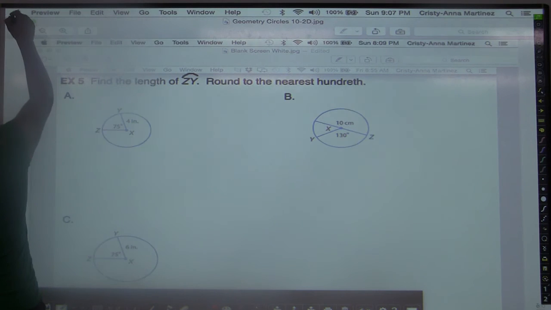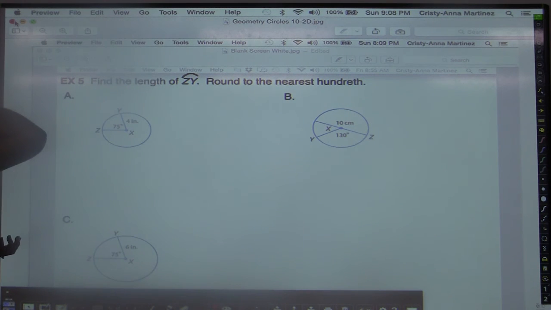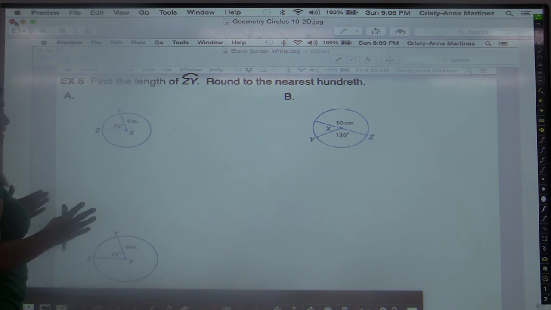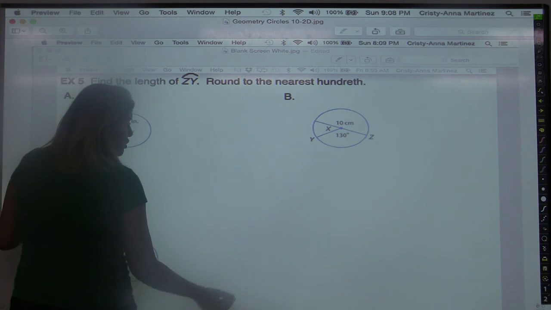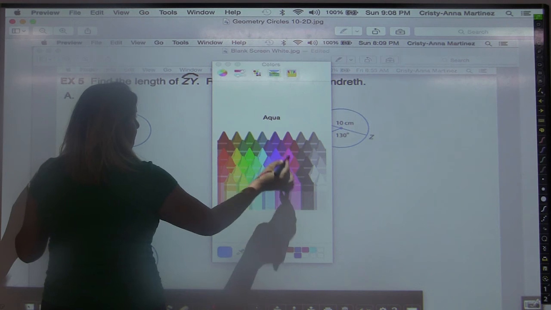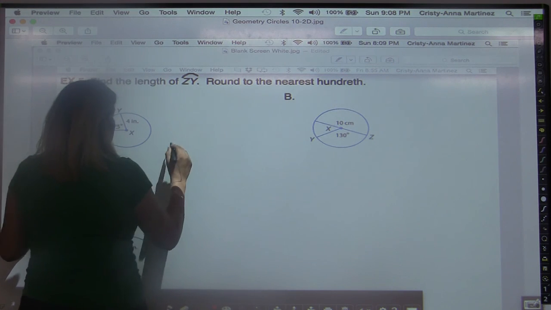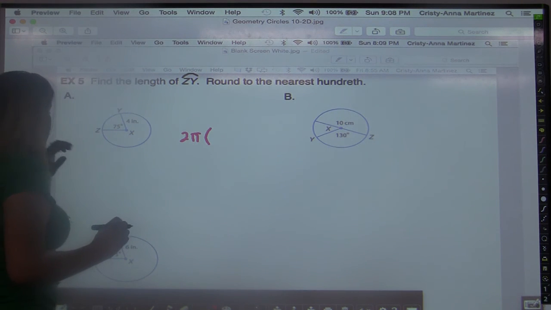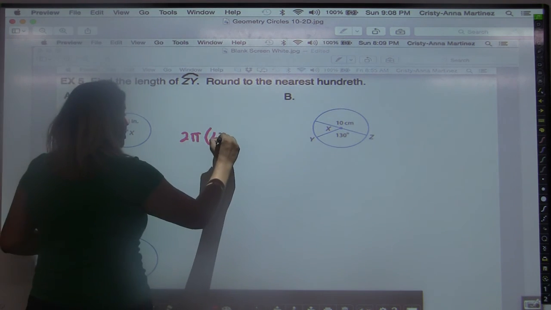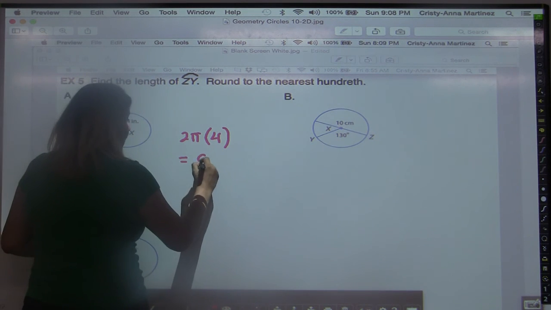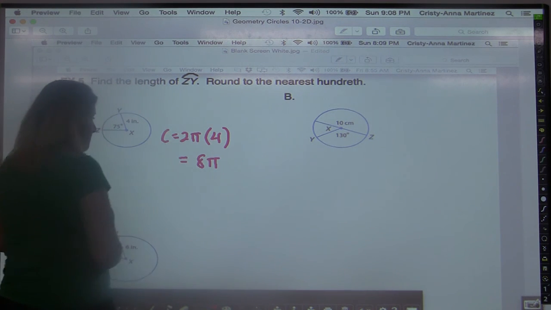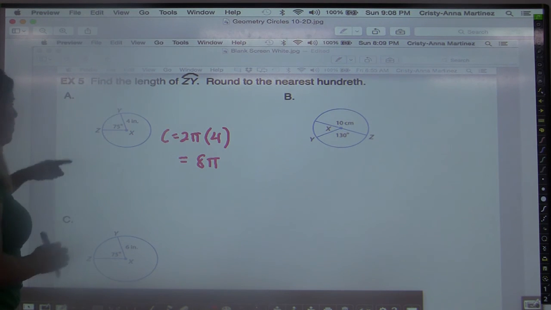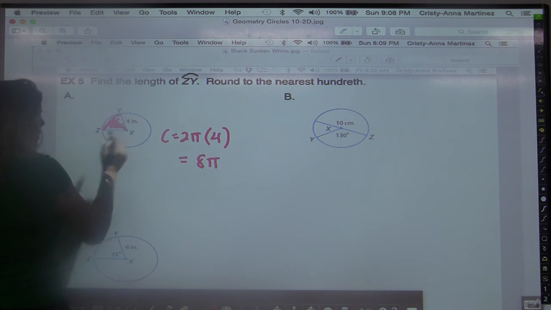So here is example 5. It says find the length of arc ZY, round to the nearest hundredth. So first of all, we can figure out what is the circumference of this circle. The circumference of the circle is going to be 2 pi r. So it's going to be 2 pi times the radius, which in this case is 4 inches. So the circumference of this circle is basically 8 pi. That's the circumference.